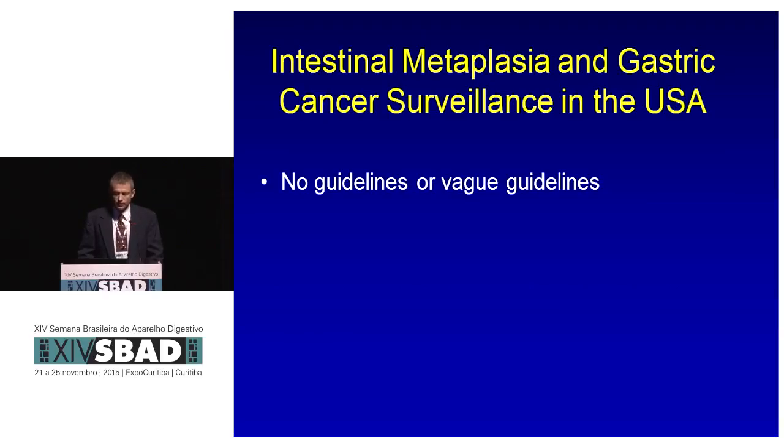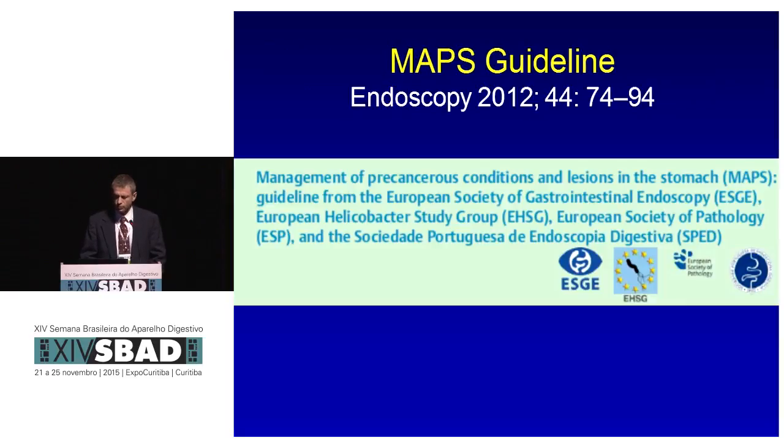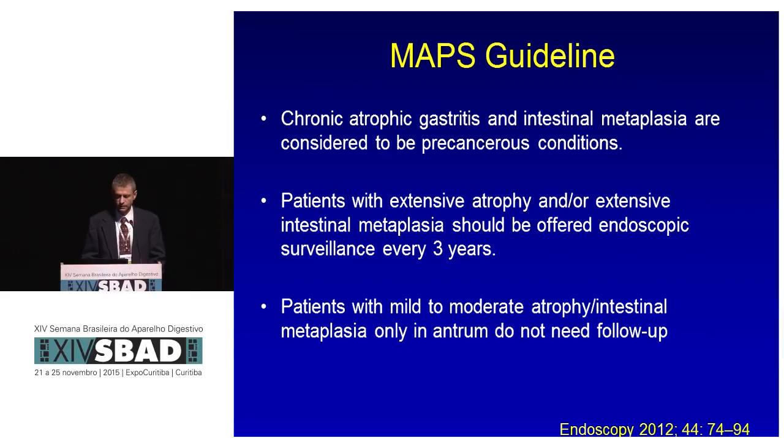For intestinal metaplasia and gastric cancer surveillance in the United States, we don't have guidelines by most societies, or the guidelines are fairly old and vague. Contrary to that, in Europe, they published relatively recent guidelines called the MAPS guidelines, MAPS, which stands for Management of Precancerous Conditions and Lesions in the Stomach. Let me briefly cover those guidelines.